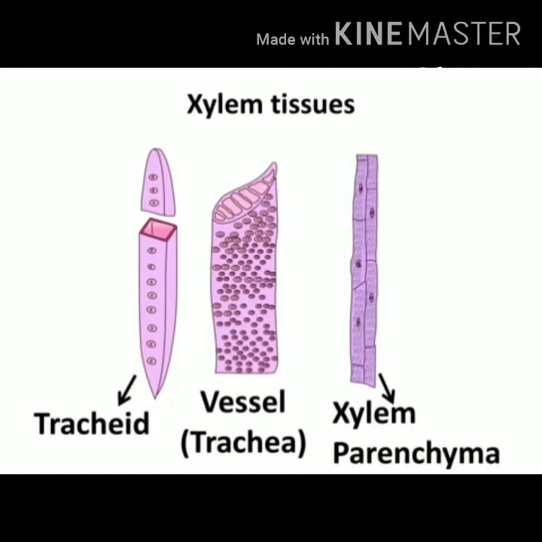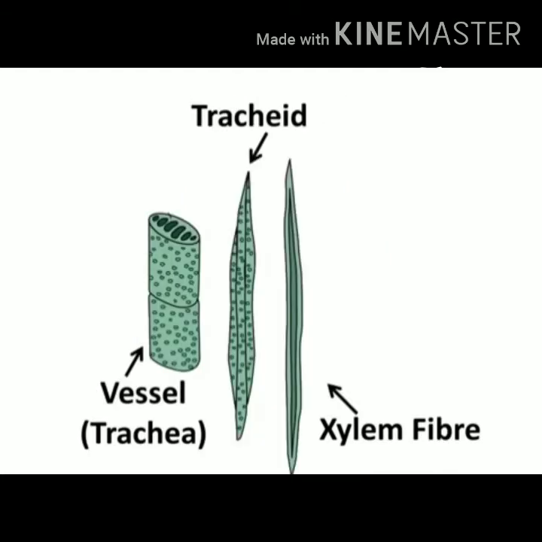Now, coming to the structure of cells, xylem is made up of four kinds of cells. These are tracheids, vessels, xylem parenchyma, and xylem fiber. These cells have thick walls. Tracheids, vessels, and xylem fibers consist of dead cells only. Xylem parenchyma cells are living cells. The xylem parenchyma stores food and helps in sideways conduction of water.